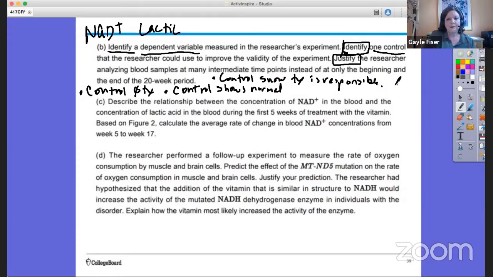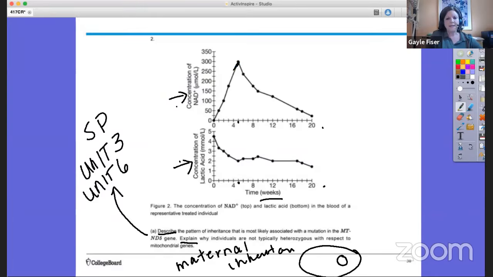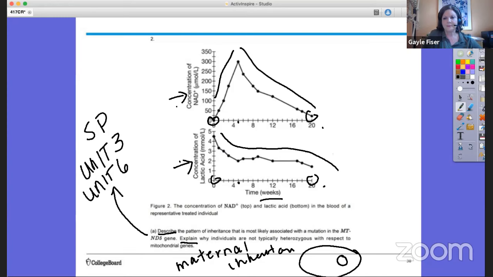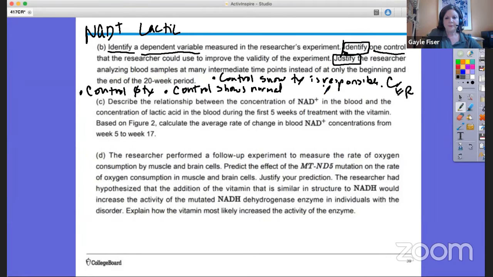Now, justify, remember we have a claim and evidence and a reasoning when we're justifying. So let's take a look, and why would we need to take this? What are we getting from taking these readings instead of just here and just here and just here and here? We're getting a trend, right? So we can claim that we're getting a trend, and we could use our numbers if we wanted to, and then we could reason it out with, this would give us more data to examine or something like that.